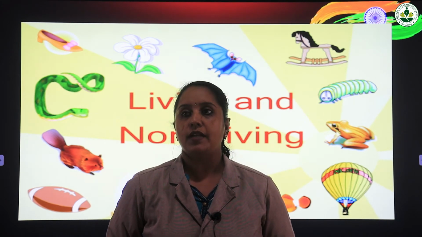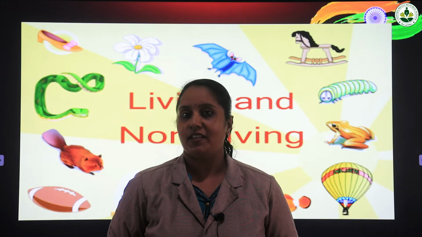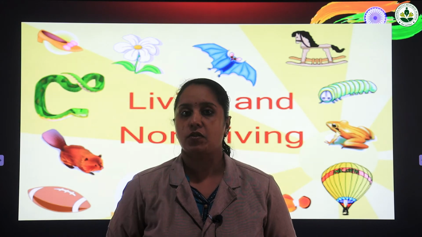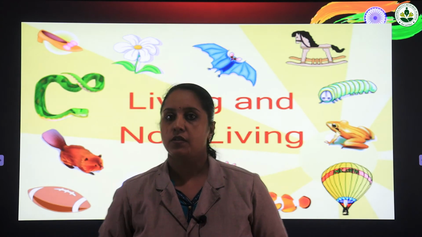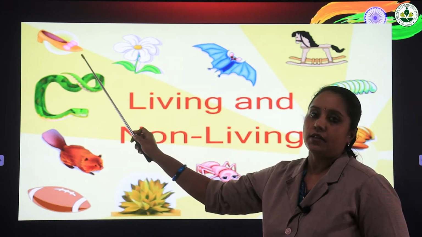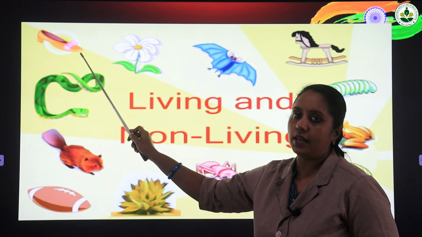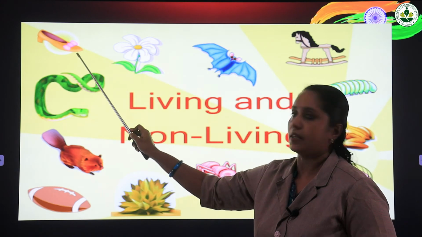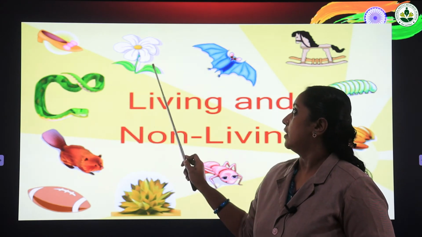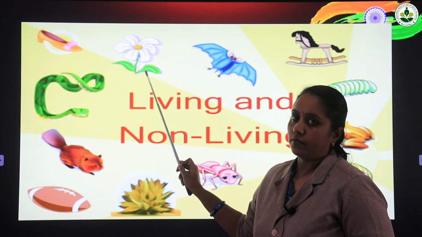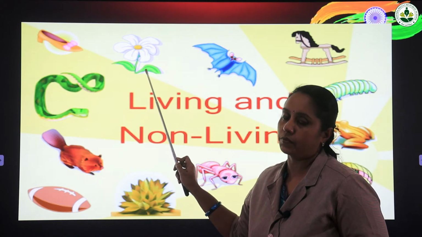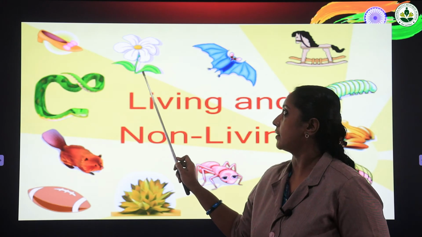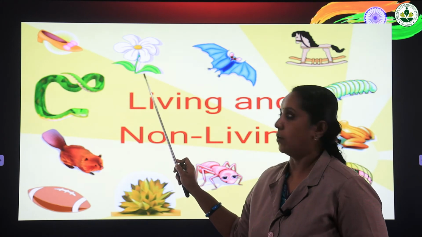So I told you that all living things consist of plants, animals, and human beings. So does this have life? This is a non-living thing. This shoe is a non-living thing. Here this is the flower. Flower is got from the plant. We get flowers from plants. So when we pluck the flower, its life is gone.